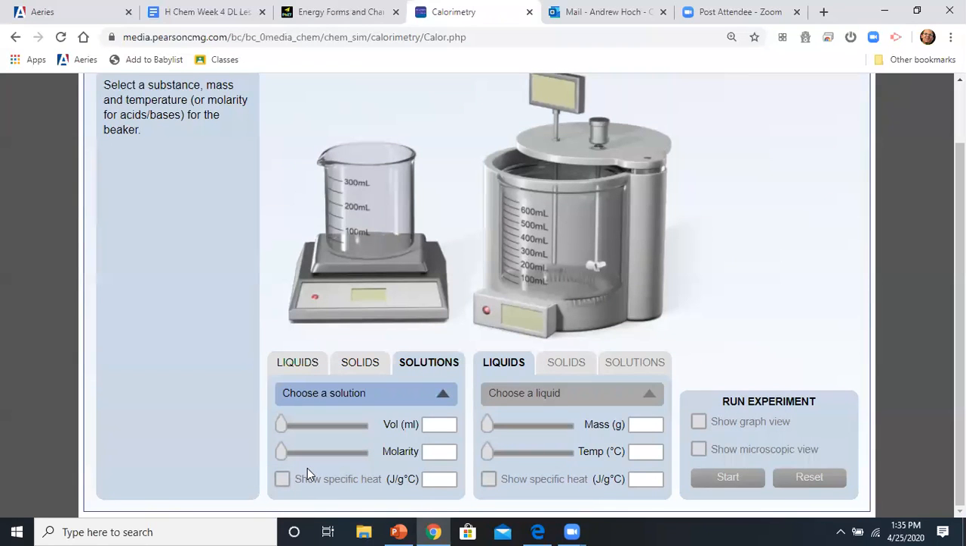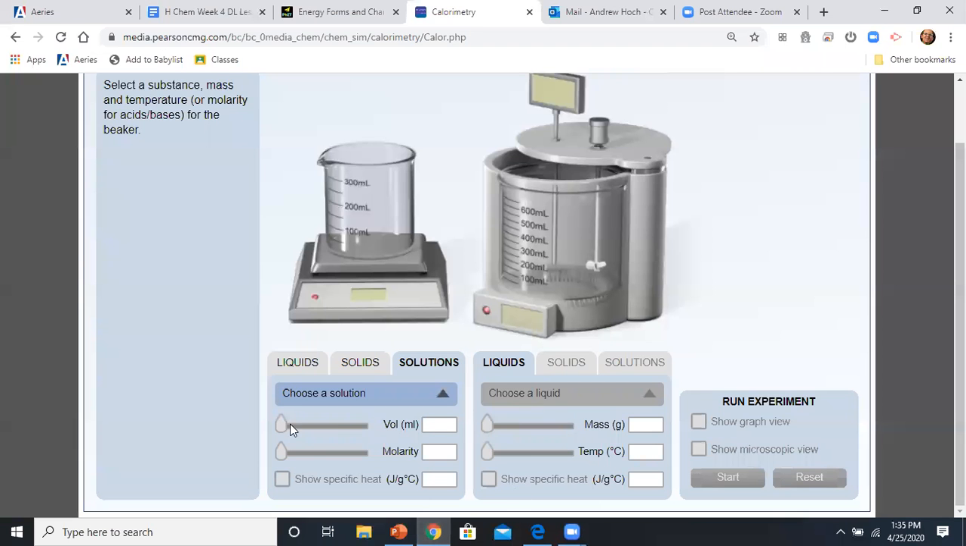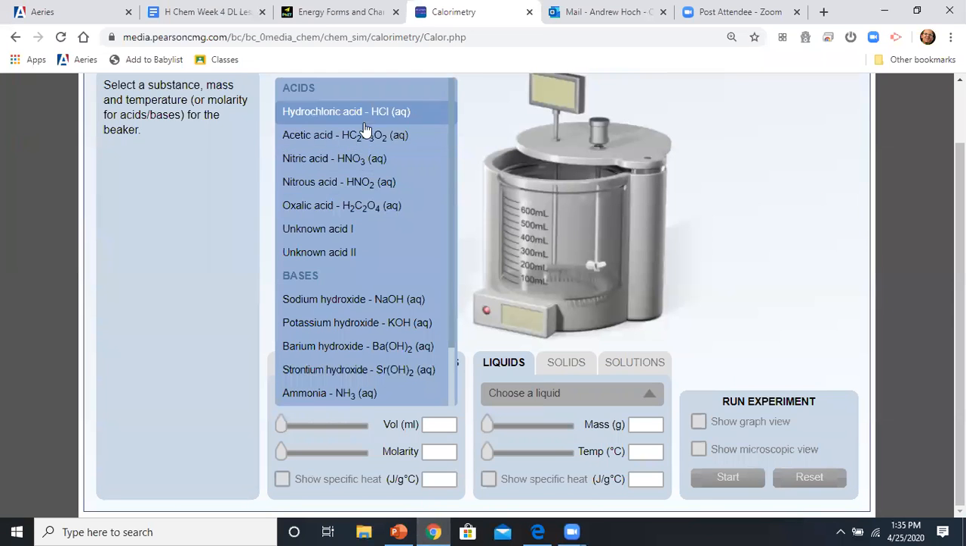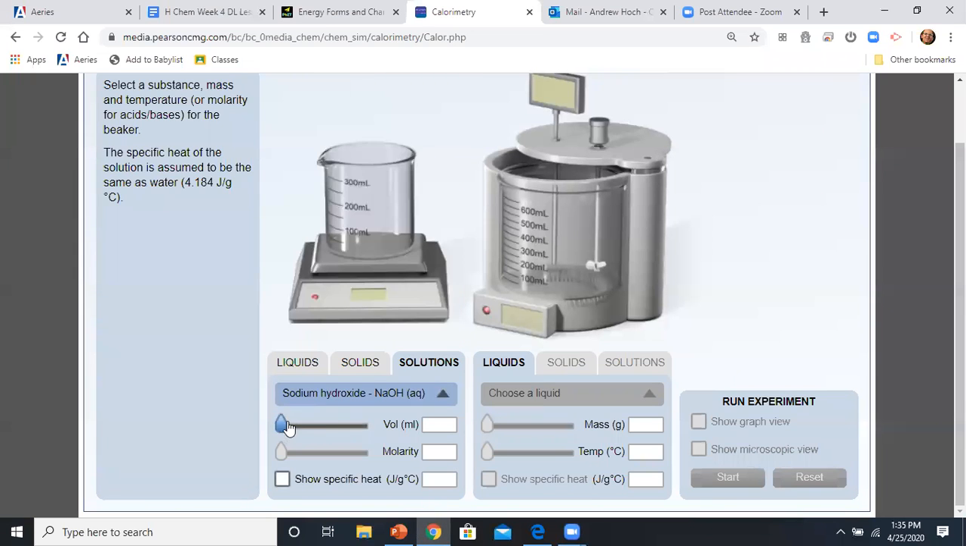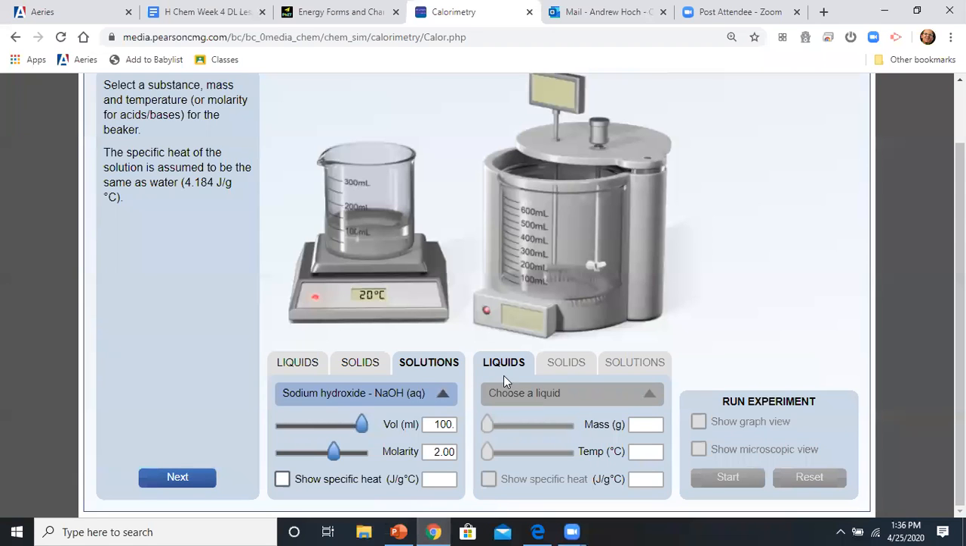Let me go back here to the problem. I'm going to start this off, making sure we have the right amounts. I'm going to mix in 100 milliliters of 2 molar sodium hydroxide. I'm going to choose my solution. I will do sodium hydroxide first. I will do 100 milliliters, and I'm going to set the molarity to 2 molar. Let me just verify. Yeah. So 100 milliliters of 2.00 molar sodium hydroxide is going to mix with 100 milliliters of 3 molar hydrochloric acid. So I'm going to click next.